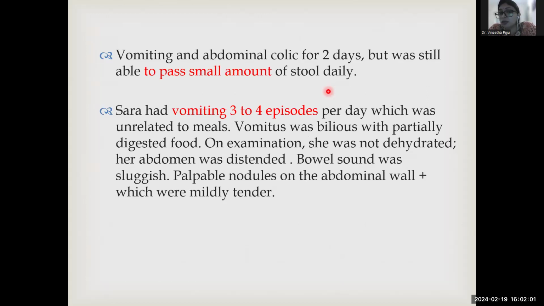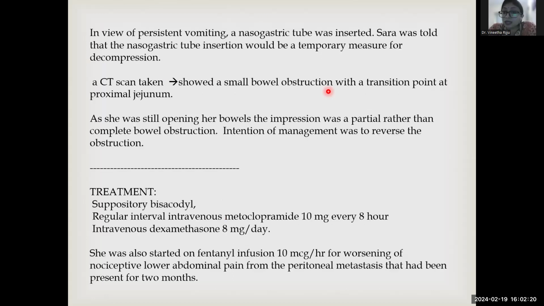Okay, now this small bowel obstruction should have come to your mind when the patient is telling you that around 4 episodes of vomiting is there, still passing small amount of stools, and that the vomiting is bilious, it's yellow color. So it's more like it is a partially digested food. So it's more like in the upper part of the intestine itself, there is some obstruction.